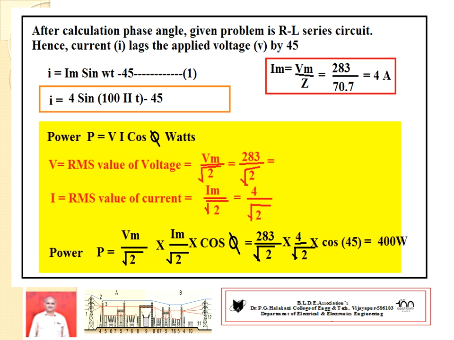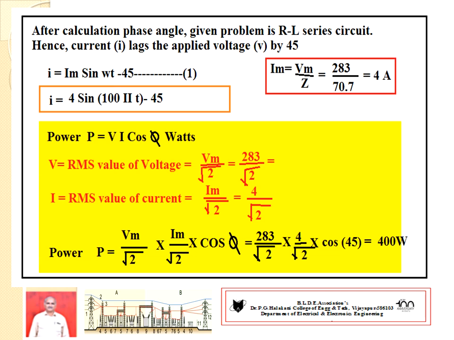So, Im equal to Vm by Z. I already told you impedance equal to the ratio of Vm by Im or the ratio of V by I. Both should be of the same quantities. If voltage is maximum, current should also be maximum. If voltage is RMS, current should also be RMS. So, maximum current equal to maximum voltage divided by impedance. It becomes 4 ampere.